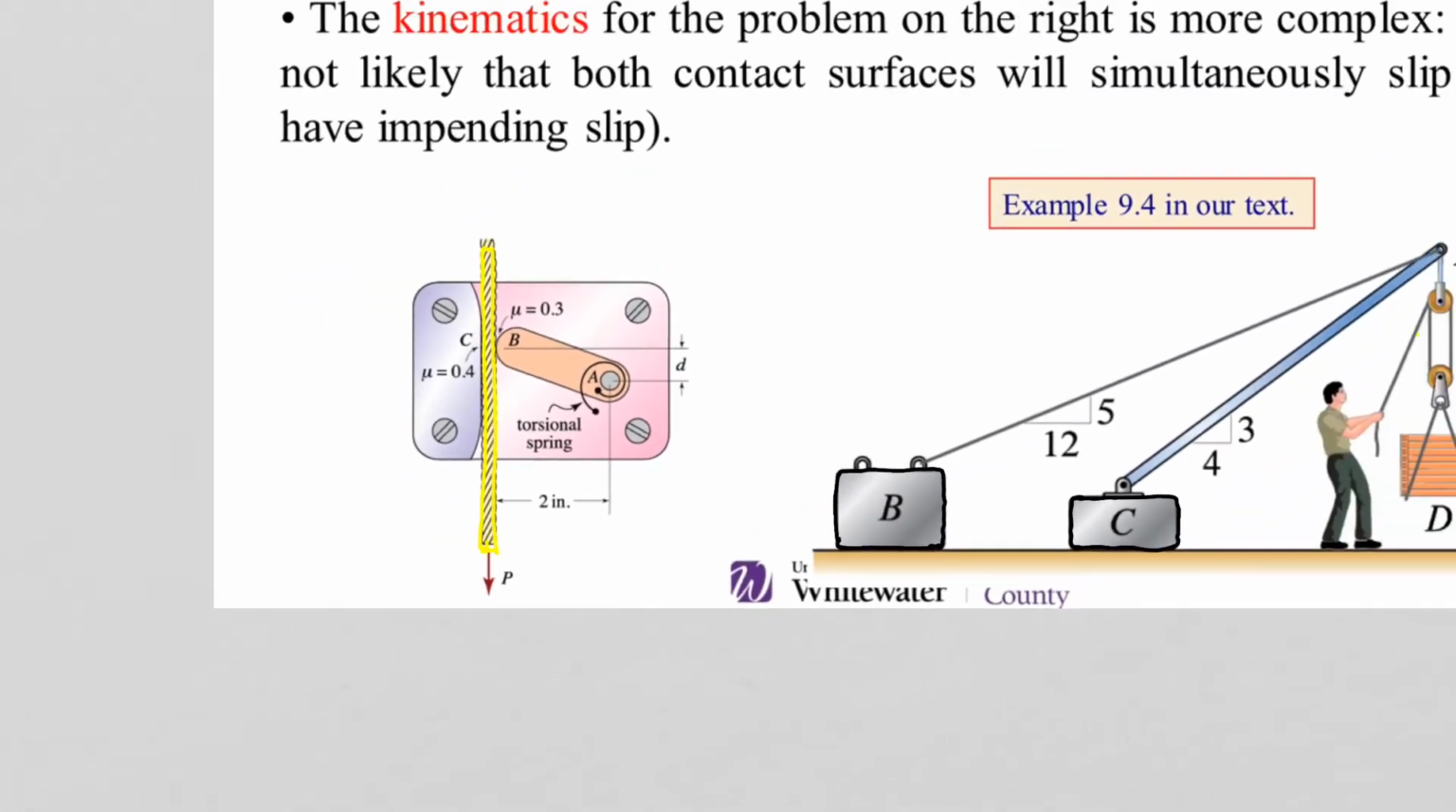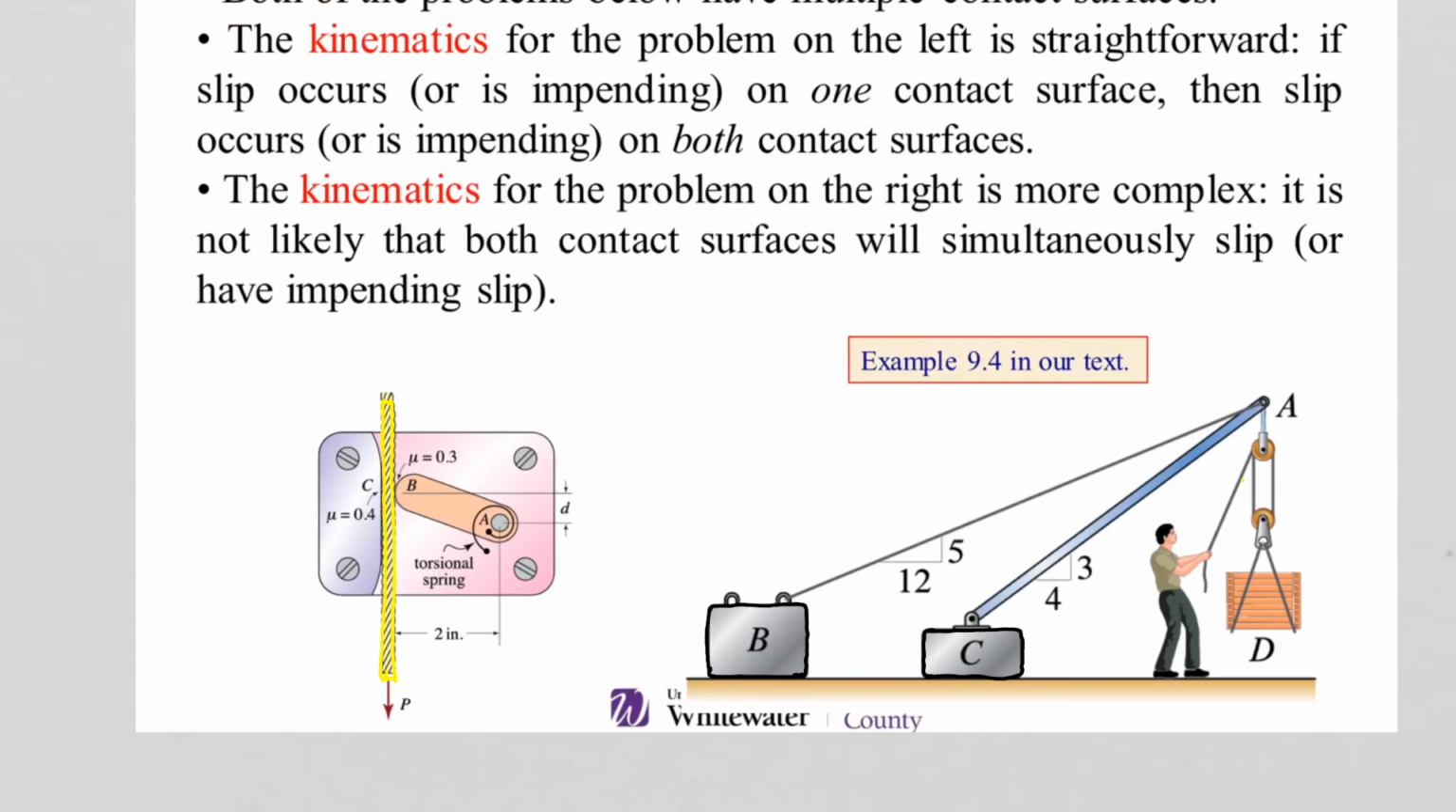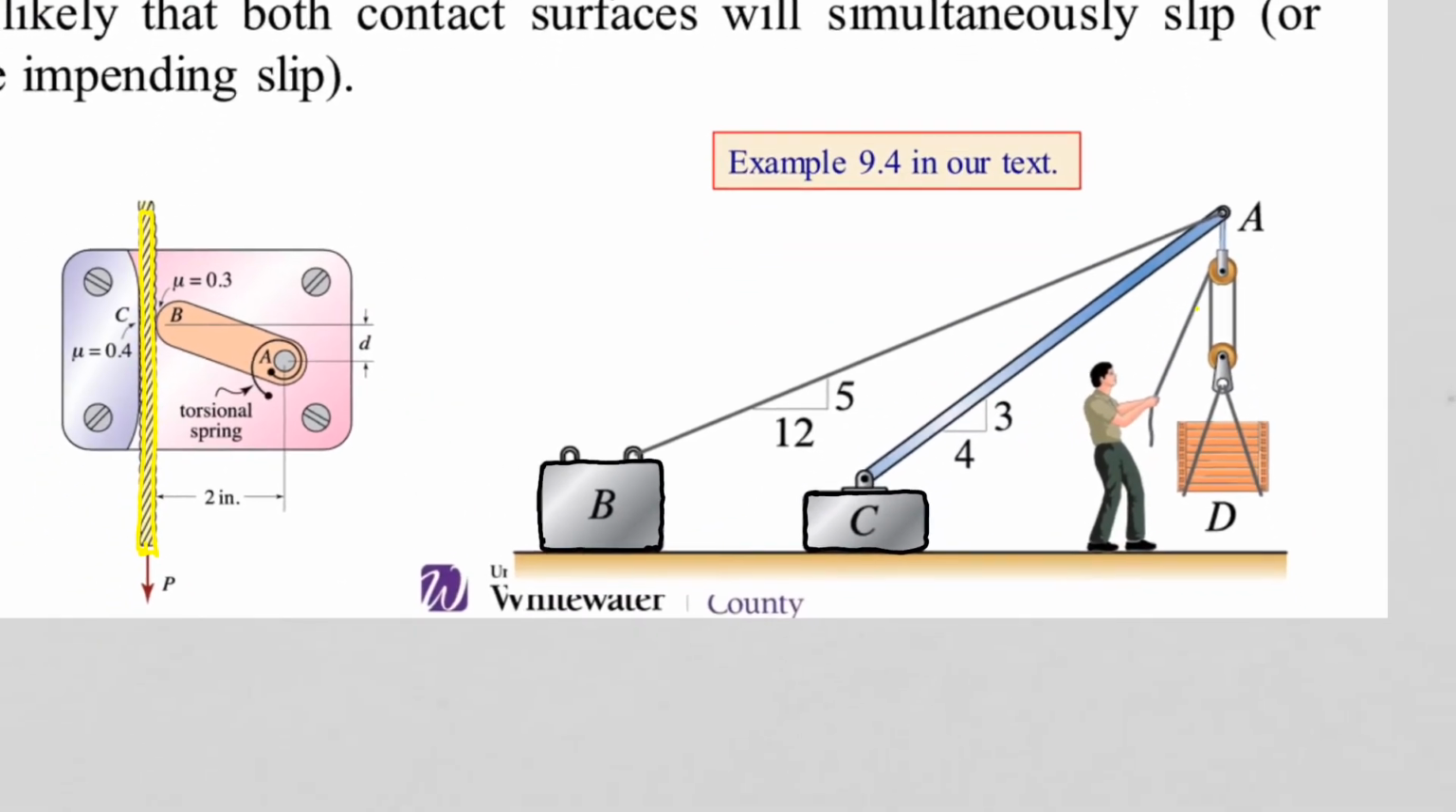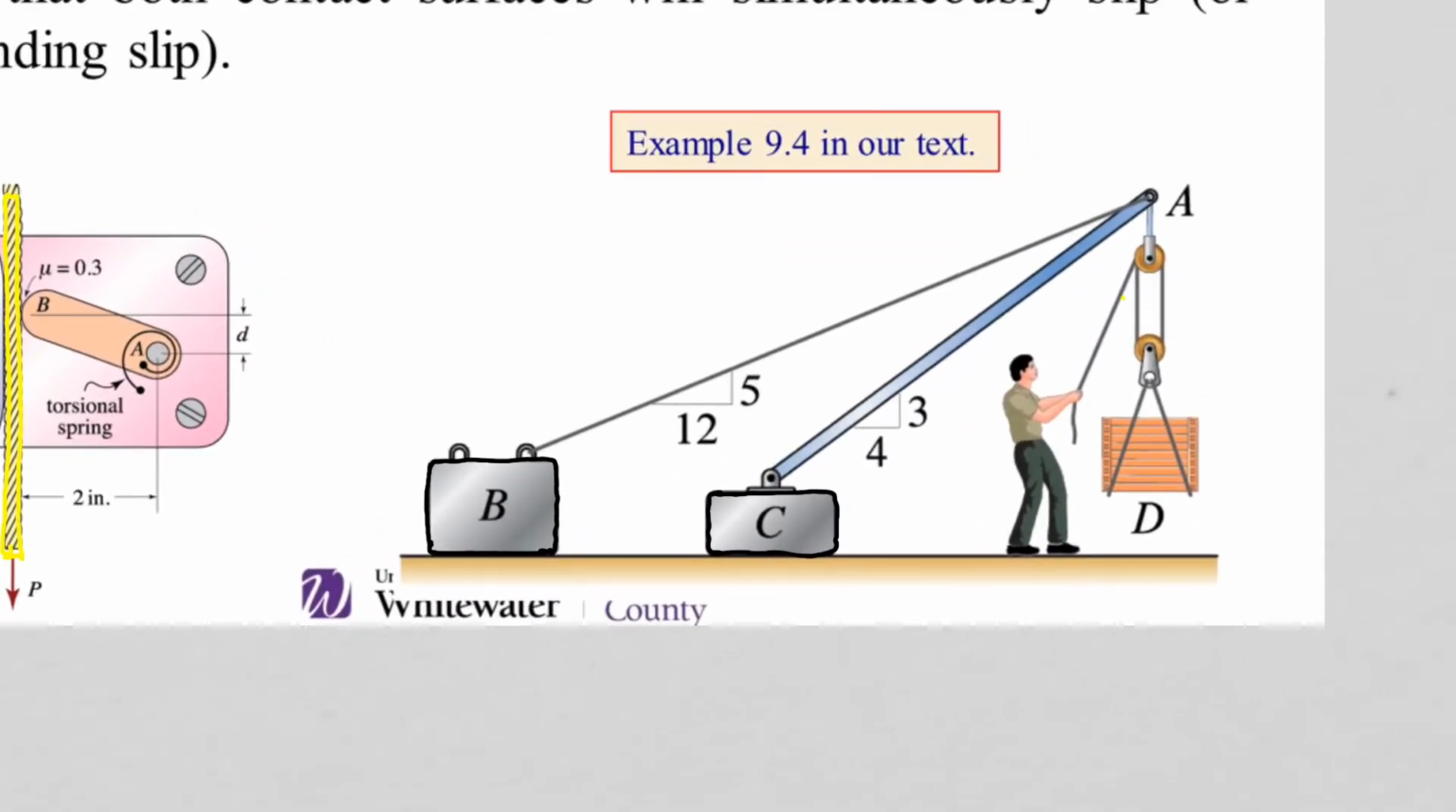However, if we look at the second example, the kinematics for this problem on the right is a little bit more complex, and it's really not likely that both of these will slip simultaneously. It's very unlikely that we would see both of these slide, right? More likely, one of these would slide. Either B or C would slide, depending on their coefficients of friction and the weight of them.